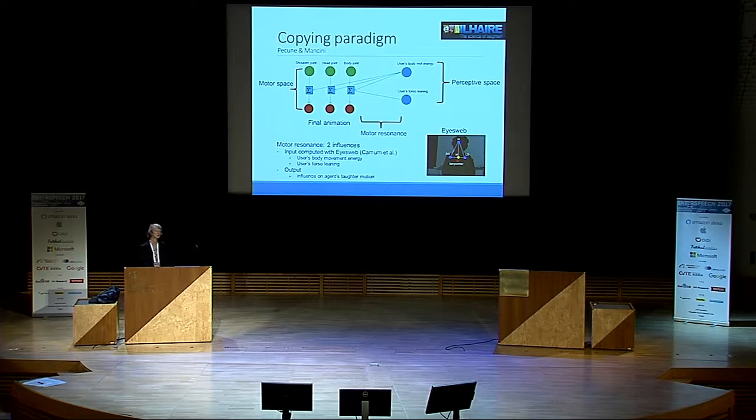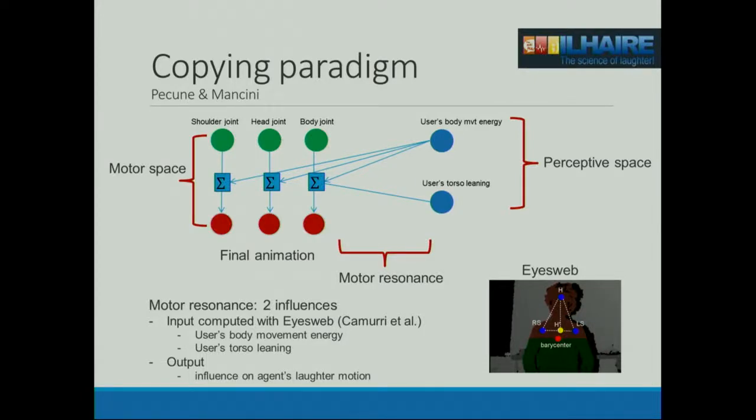And the copying paradigms were as follows. From the user space, we perceived his body movements and torso leanings, and those values will affect at each frame the motor space of the virtual agent, how it moves its laughing behavior. So its torso leanings, its head joint, and shoulder joints. And like that, it shows some motor resonance between users' behaviors and agents' behaviors.